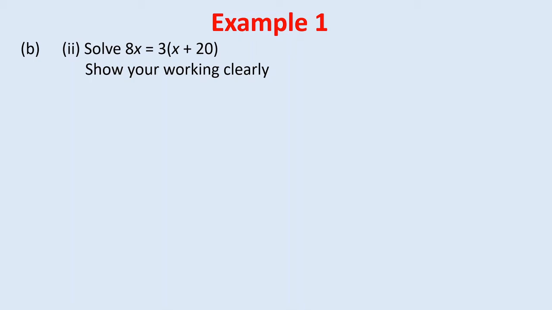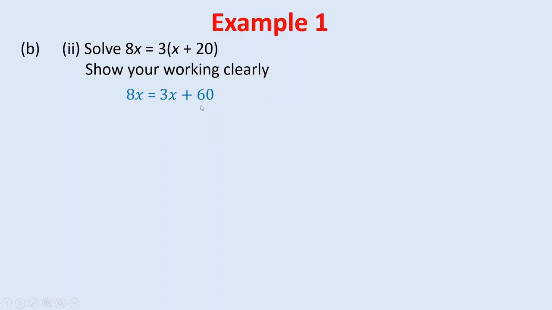So hopefully you notice if we want to solve this equation, we need to get x on its own. But I've got two x terms in this equation. I've got this 8x here, and I've got this x which is trapped inside a bracket. So my first step should be to expand that bracket out. Multiply the 3 by all the terms inside the brackets. So I've got 8x is equal to 3 times x, 3x, plus 3 times 20 is 60.